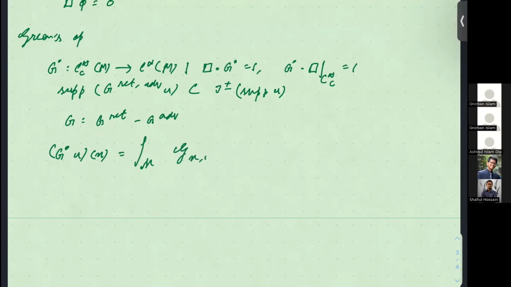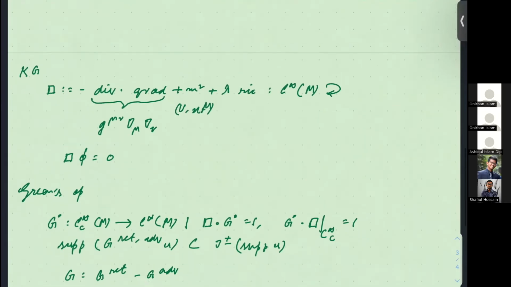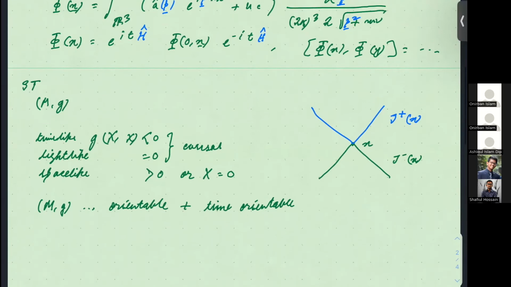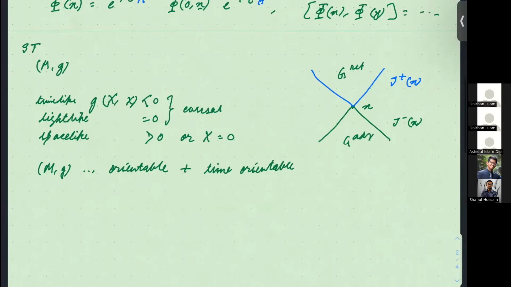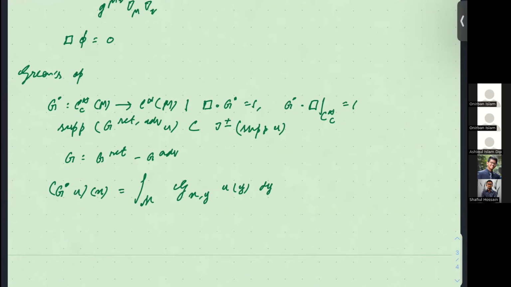Sorry, can I interrupt? Can you show me the support of G retarded and G advanced again, pictorially? Yeah. So if this is G retarded. Is there an overlap between G retarded and G advanced? Yeah, it can be. It depends on where it is acting. Say for instance, it's acting here.